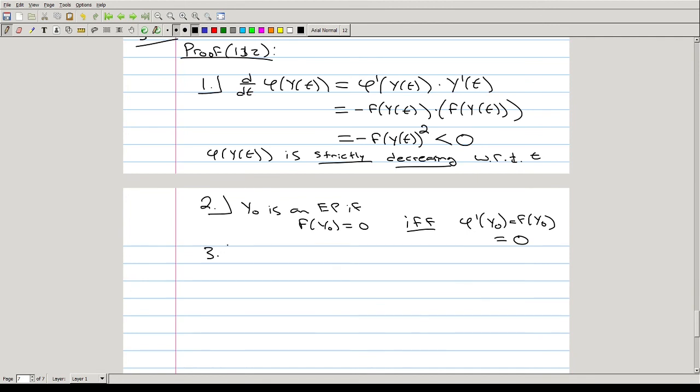And like I said, part 3 is a proof by contradiction and is a little bit longer, so we're not going to go over that proof right now. But if you're interested in it, it's in chapter 1 of the Kelly book.